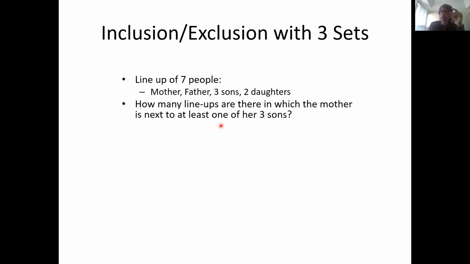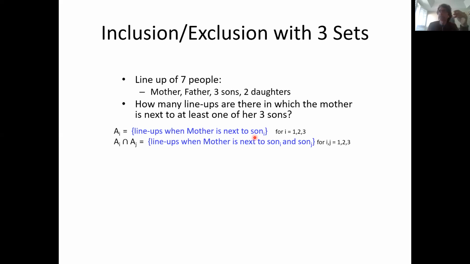Okay, so let's count the ways to line up. How many ways to order the family are there where the mother is next to son i, where i is 1, 2, 3? So A_i is the set of orderings where the mother is next to son 1. A_2 is all the orderings where the mother is next to son 2, etc. The thing is that these sets are not disjoint.